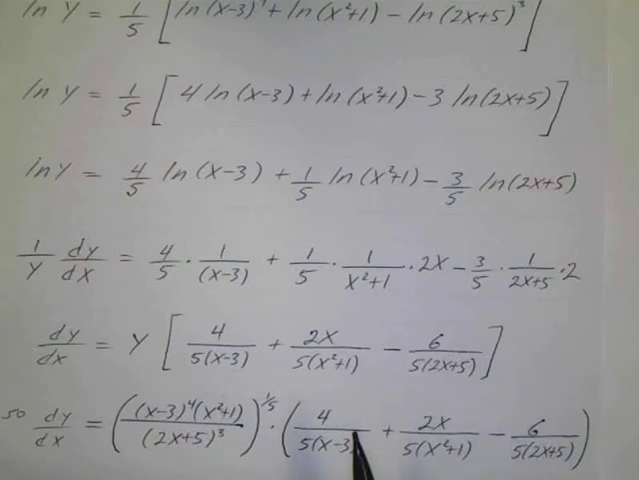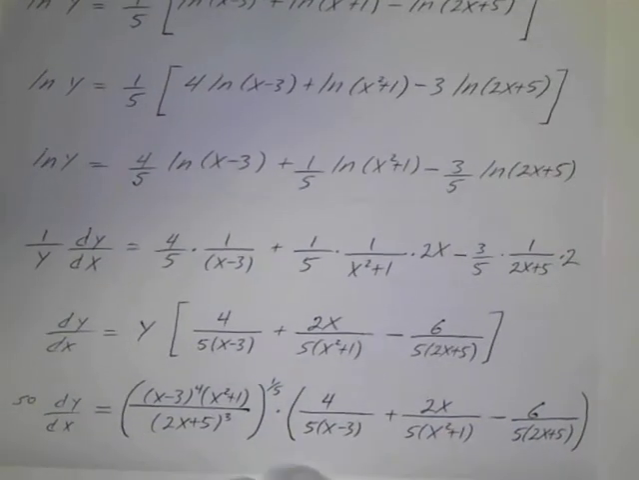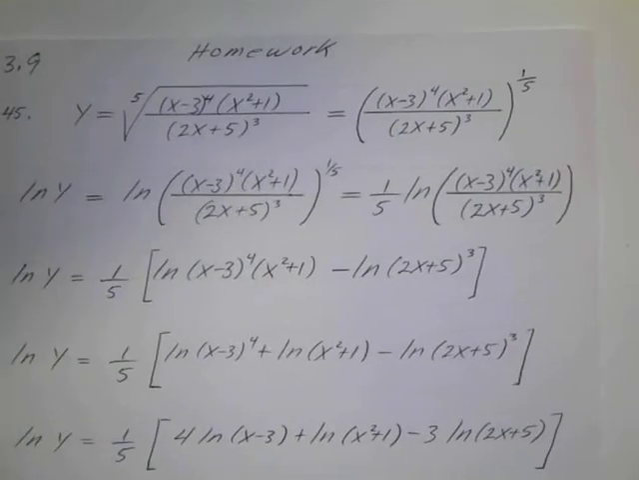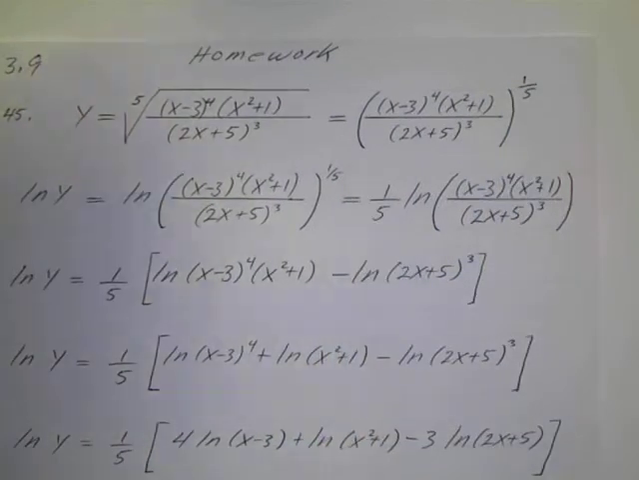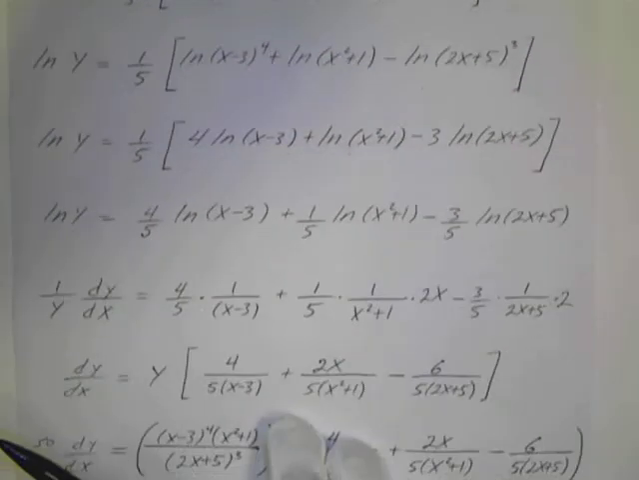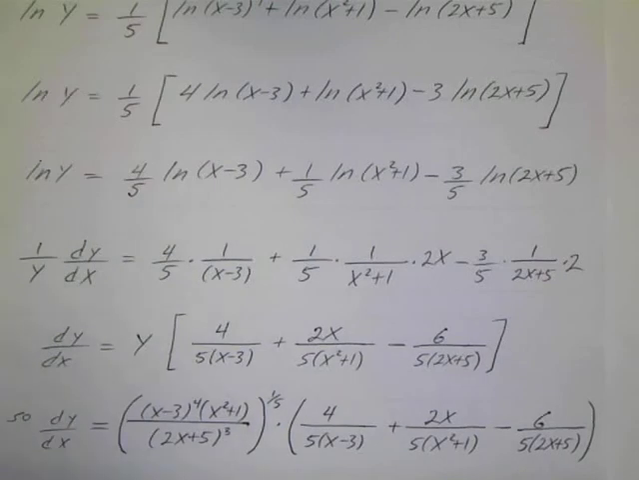So now we have a nice answer, except we want our answer in terms of x, not in terms of y. But we know way back up here, what was y? Way back up here, y was equal to this. So I just substitute this in for y at the end. So I write this for y, and then I have these. And I'm done. Okay, so that was a bit of work. And that's logarithmic differentiation.